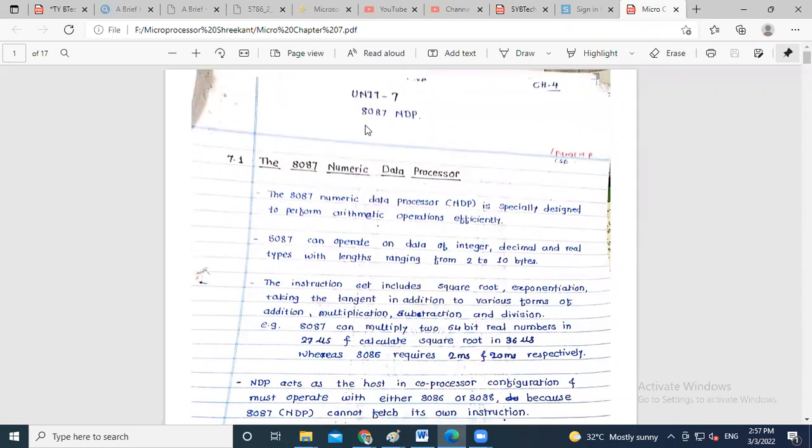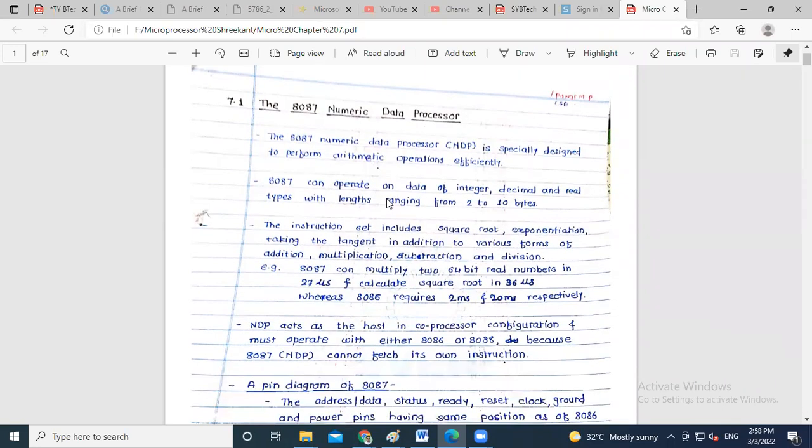In this unit, we are using the 8087 numeric data processor. Actually, it is a coprocessor. This coprocessor we have to use with 8086. So here, first we will come to know the features. The 8087 numeric data processor is specially designed to perform arithmetic operations. What are the arithmetic operations? That is addition, subtraction, multiplication, division, and modulo also. To solve all these arithmetic operations very fast compared to the main processor, that's what we are using the 8087 coprocessor.